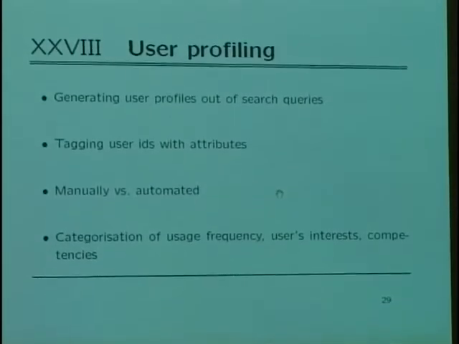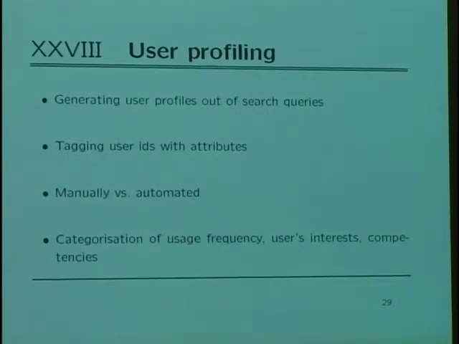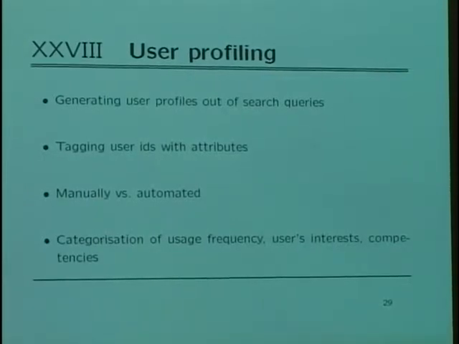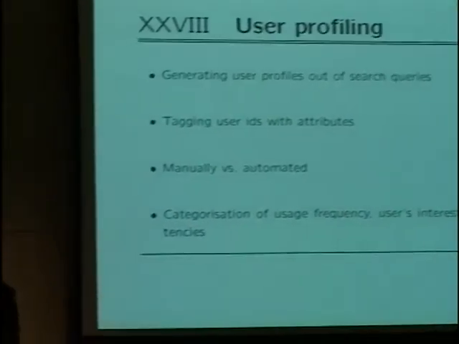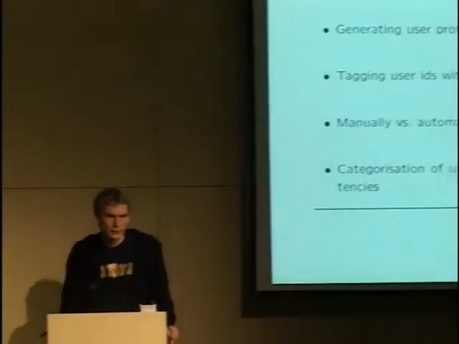So now the maybe most important part, user profiling. We want to generate user profiles out of search queries. We want to tag user IDs with attributes. You can do that manually or automated. There are even some projects on the web which do that manually, where you tag some user IDs with the keywords of the search. But this was too much for me. I like it the automated way. So you could categorize users into some categories by their usage frequency, by their interests, and by their competencies.